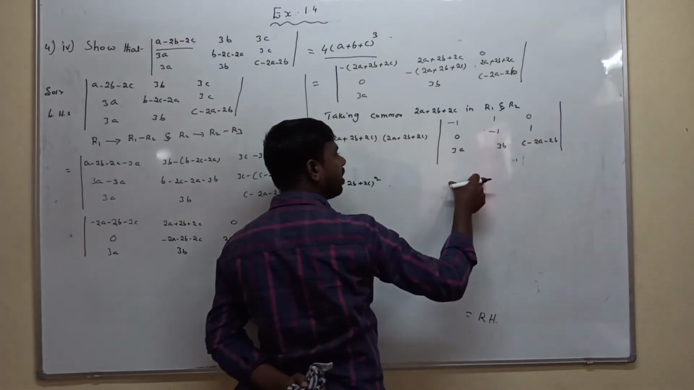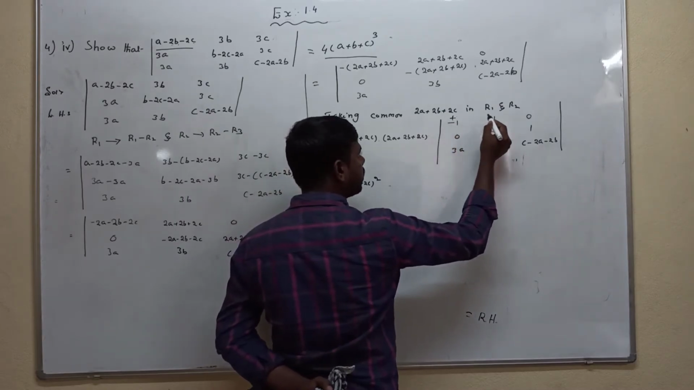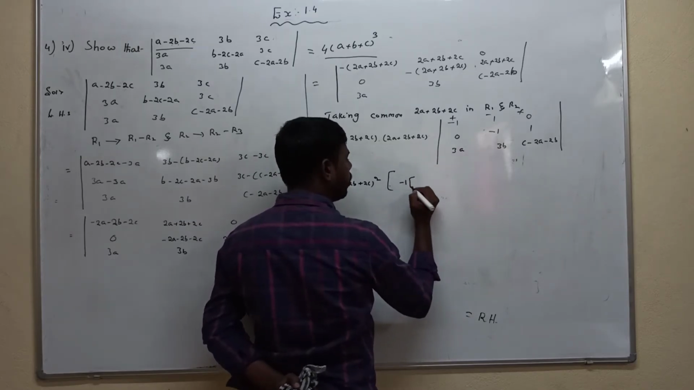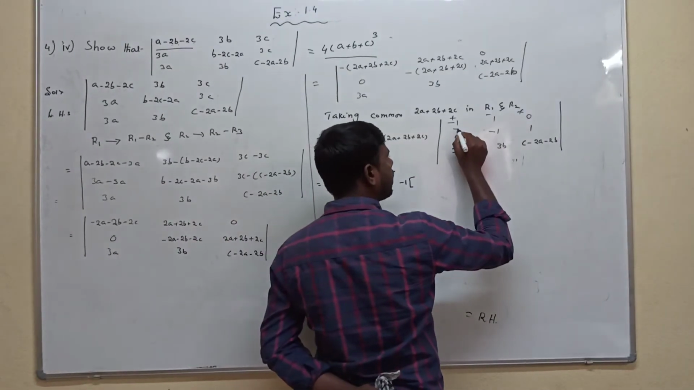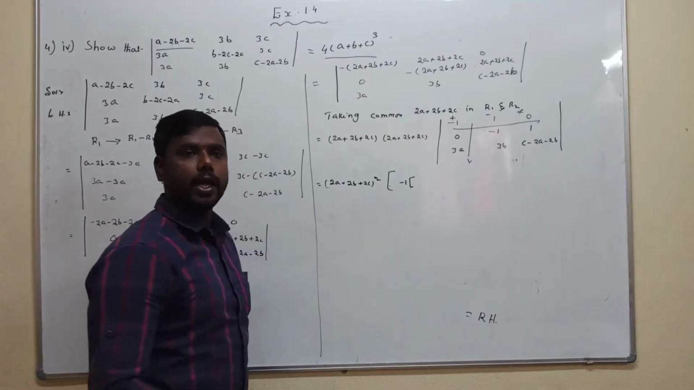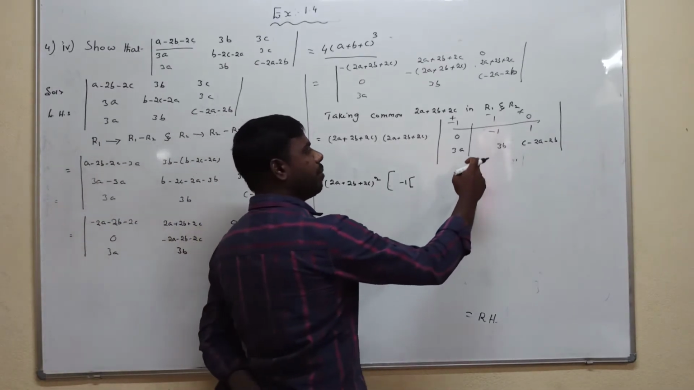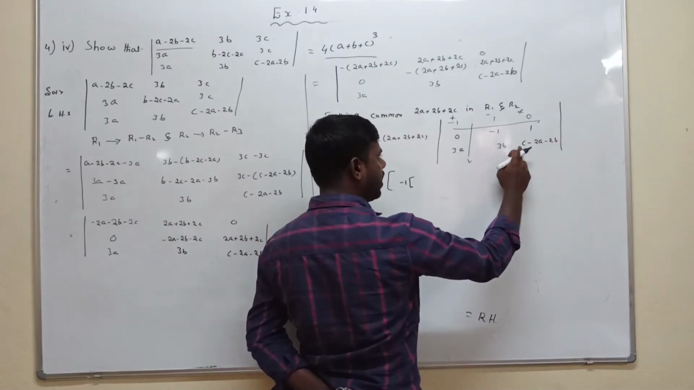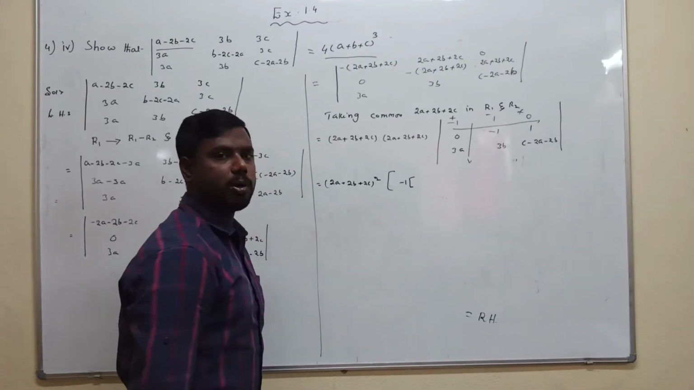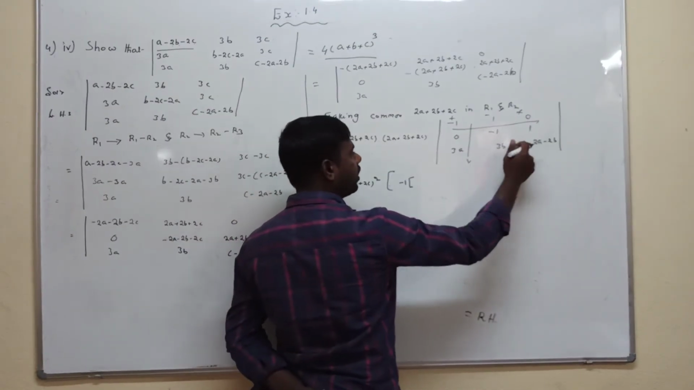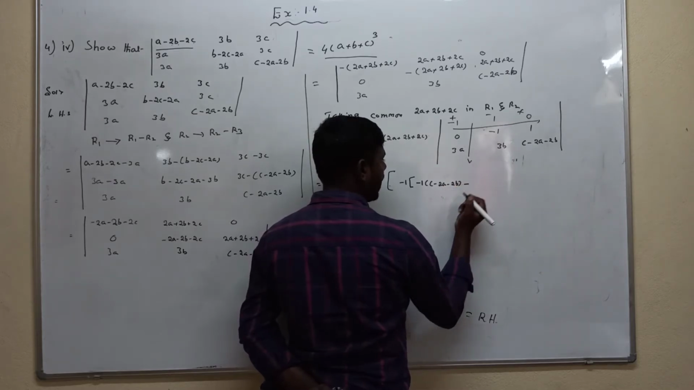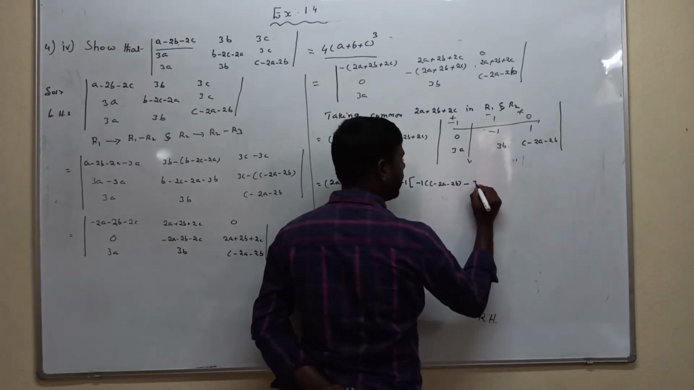How to find the determinant of a 3 by 3: the signs are plus, minus, plus. So first element is minus 1. Whenever we take the first element, that particular row and that particular column are eliminated, and we write the determinant of the left of the elements, minus 1, 1, 3b, c minus 2a minus 2b. After that we should apply the cross multiplication method. That's why minus 1 into c minus 2a minus 2b minus 3b into 1 is 3b.